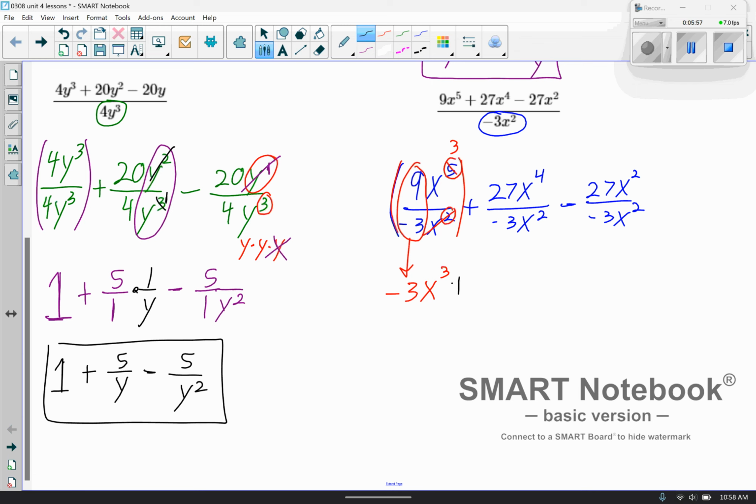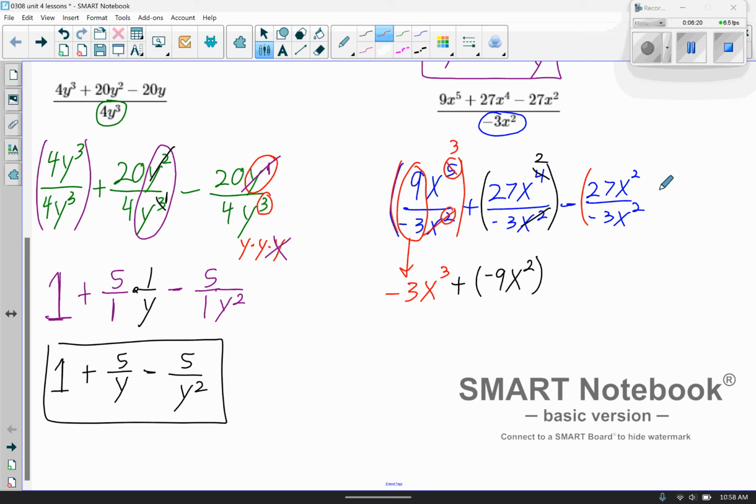Okay, my next term, let's see, I have plus, and then 27 divided by negative 3 would be a negative 9. And then these two will cancel out with 2 of those on top to where I'll still be left with an x squared. And so you'll notice that I have plus a negative 9x squared, which we'll simplify in a moment.